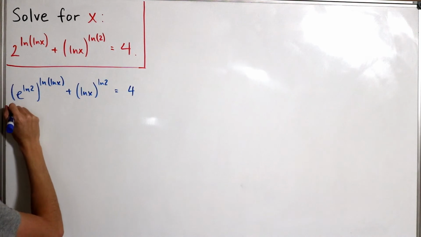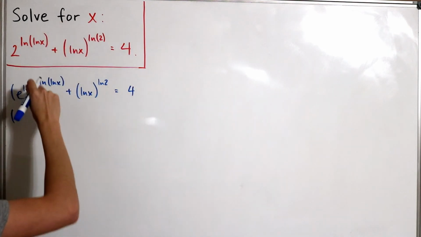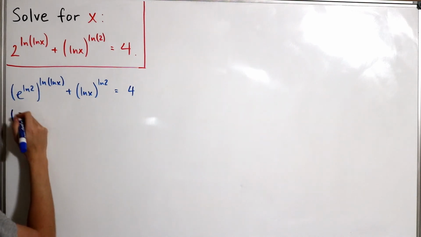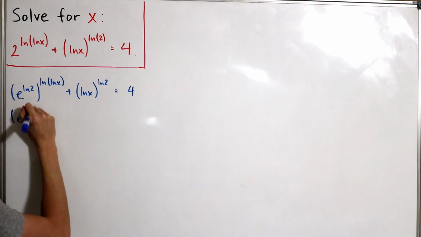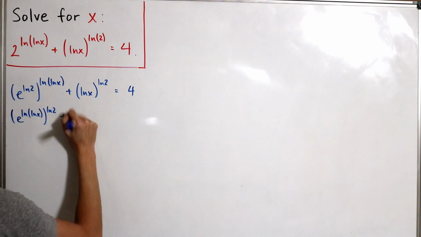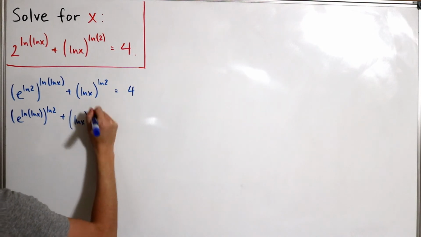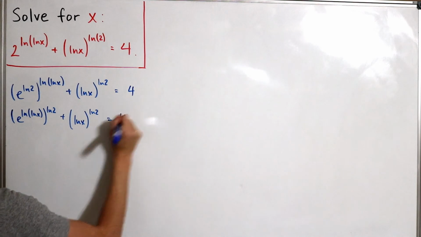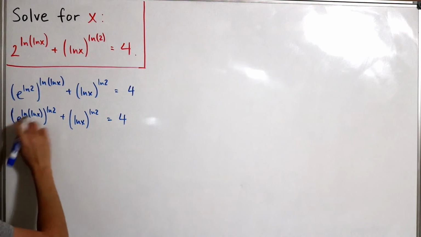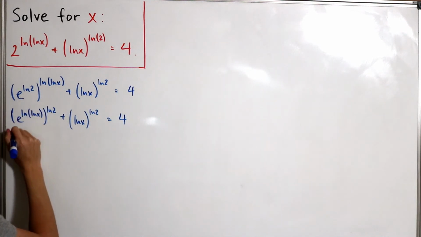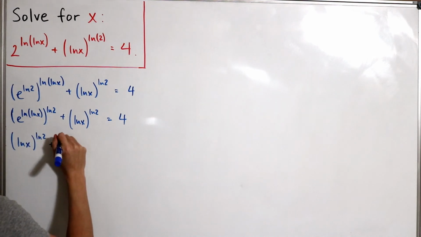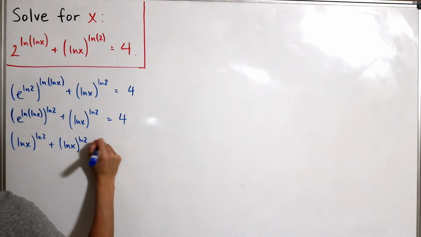So I can move the ln of 2 outside and move the ln of x inside to our exponential base. So I have e to the power ln of x, then ln of 2, added with ln of x to the power ln of 2, set equal to 4. Then we see that the e and ln of x get rid of each other and we're just left with ln of x to the power ln of 2 plus ln of x to the power ln of 2 equals 4.